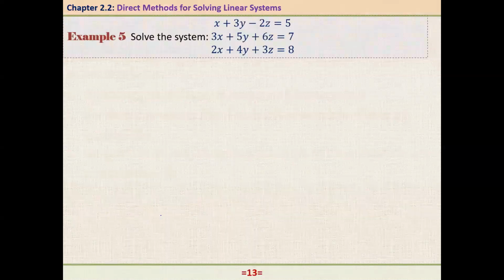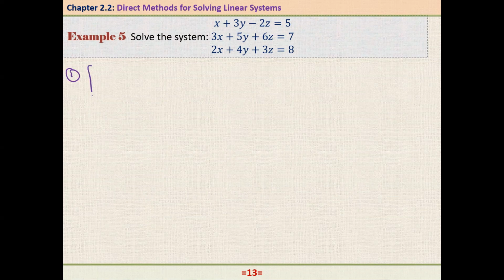Let's see one example for this. Solve the system. Here it means to solve the system using Gaussian elimination. The first step is to write the augmented matrix, right? So the augmented matrix is, here we have 1, 3, -2, 5. The second line is 3, 5, 6, and 7. The third one is 2, 4, 3, and 8.